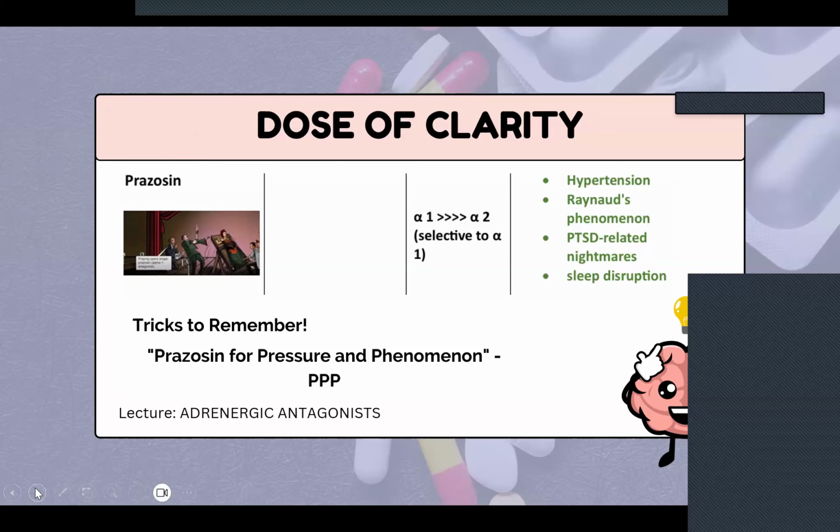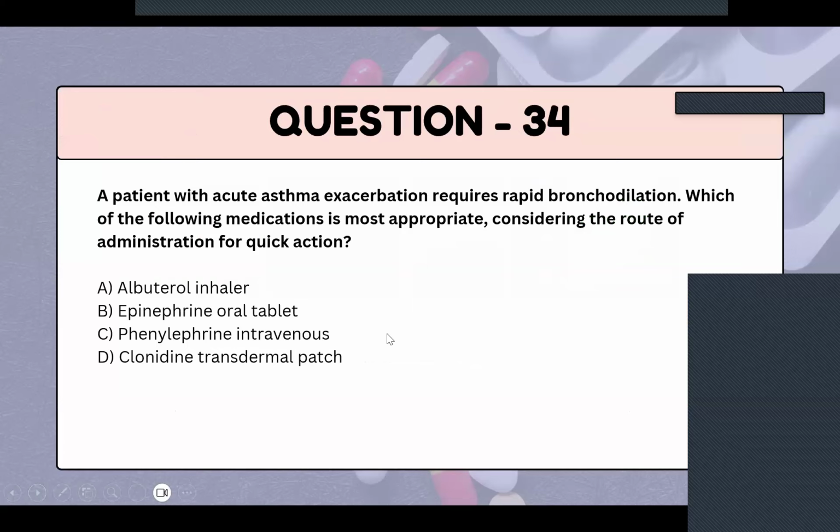Now let's move on to the next. A patient with acute asthma exacerbation requires rapid bronchodilation. Which of the following medications is most appropriate considering the route of administration for quick action? A. Albuterol inhaler. B. Epinephrine oral tablet. C. Phenylephrine intravenous. D. Clonidine transdermal patch.